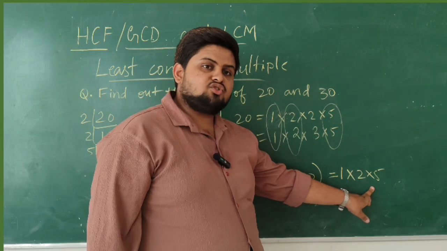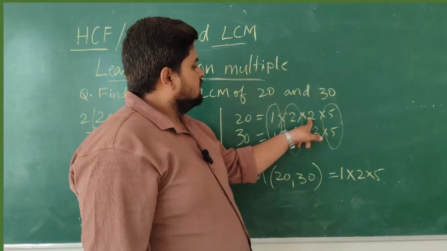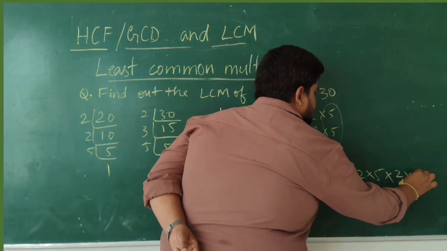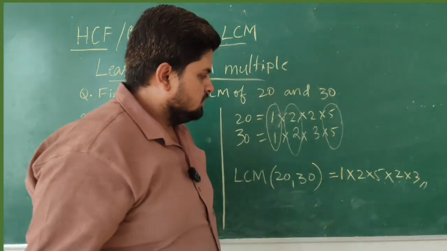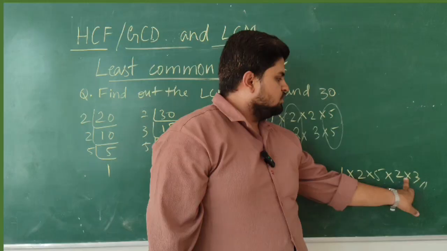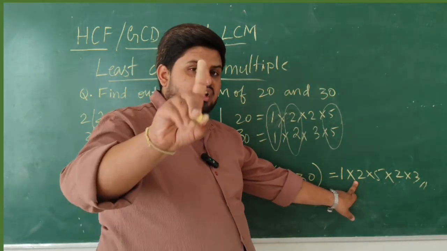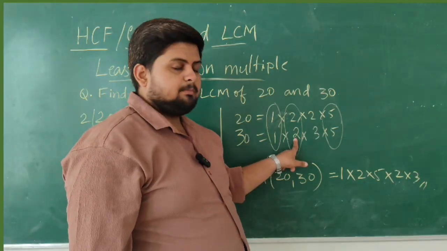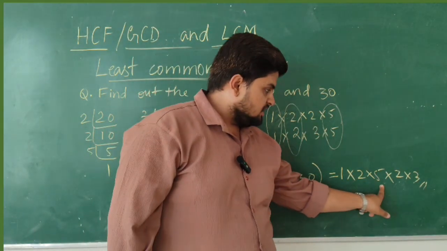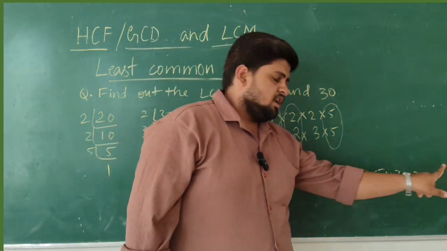To find the LCM of those two numbers, you just need to include these two numbers which are not paired also. So we will take 2 and 3 also. We will multiply 2 into 3 also over here. So we will get 1 into 2 into 5 into 2 into 3. So make sure that you are writing the common factors only once. Here the common factors appear twice, once in each number, but we are writing the common factors only once, and the non-common factors we are writing along with that.